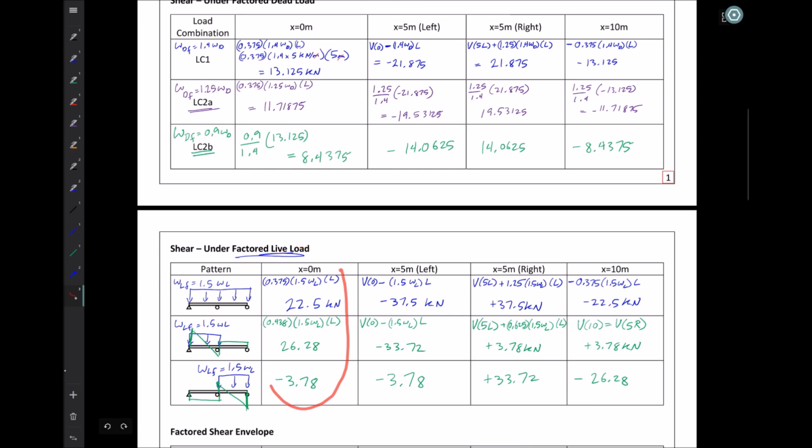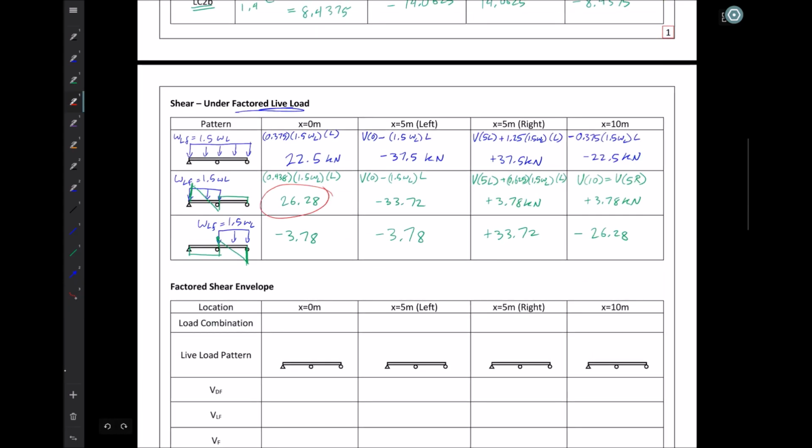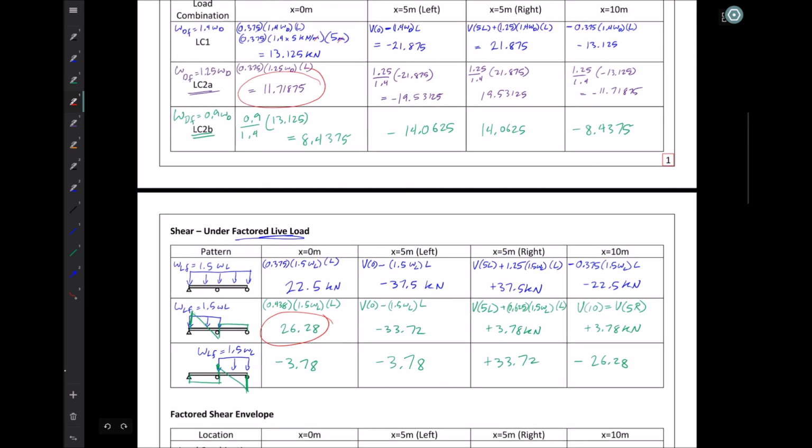So in fact, if I look carefully at this, the biggest value that I could come up with would be 26.28 plus 11.718. Other combinations would be 26.28 plus 8.4375, or minus 3.78 plus 8.4375, or minus 3.78 plus 11.71875, or 22.5 plus these values as well. So the biggest of them is going to be this and this one together. So now below, I'm going to write that out. Let's circle them here too. Here's the biggest one for that, and that's going to be added to that.